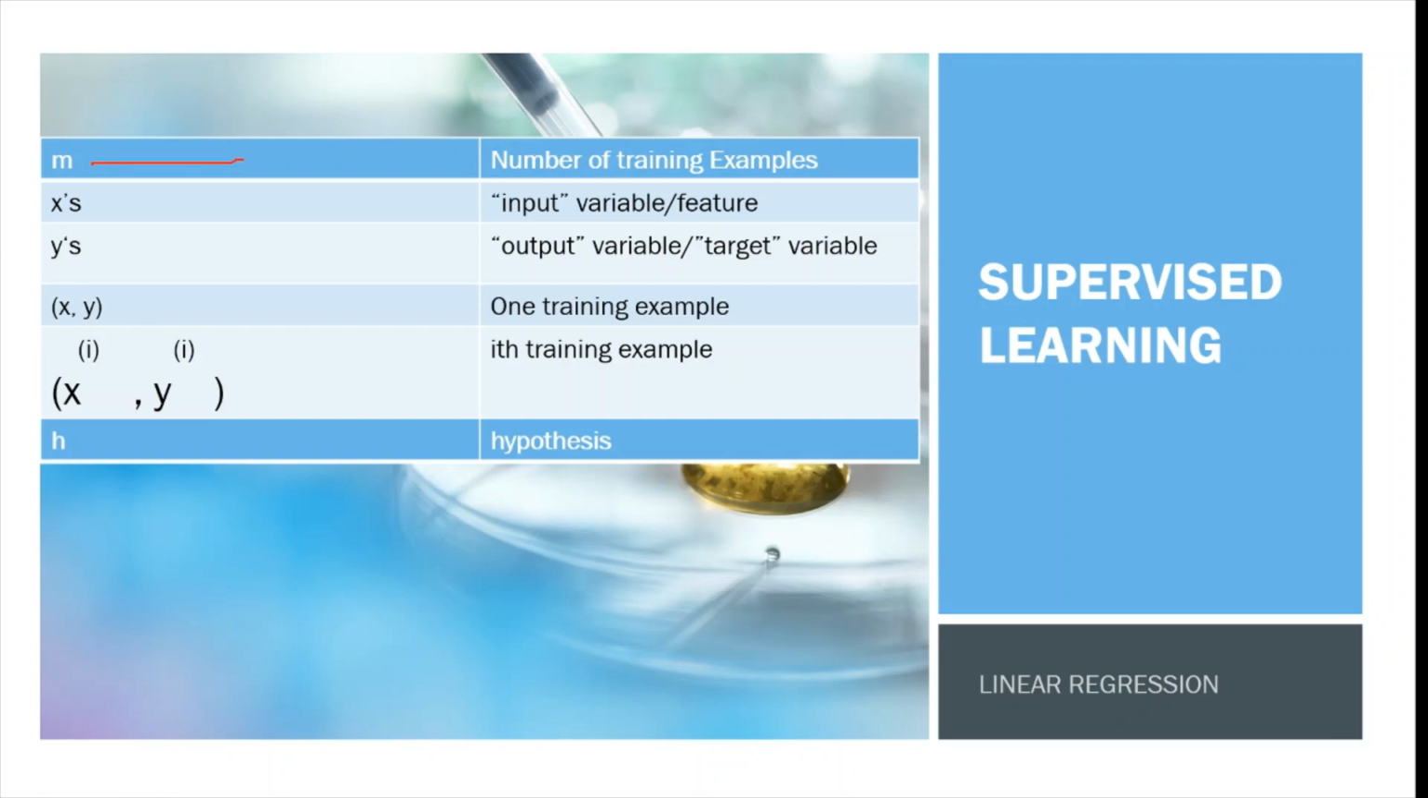So m over here is the number of training examples. x is an input variable or feature. y is an output variable or target variable. x to the power i and y to the power i is the ith training example, and h of x is our hypothesis.